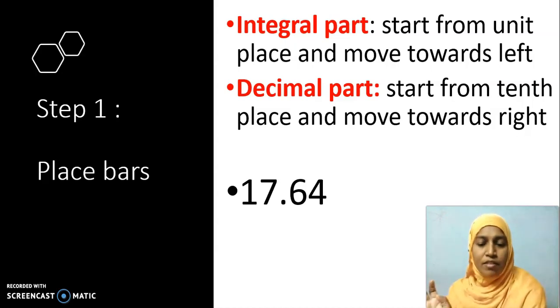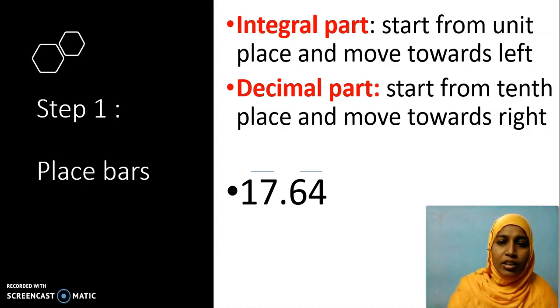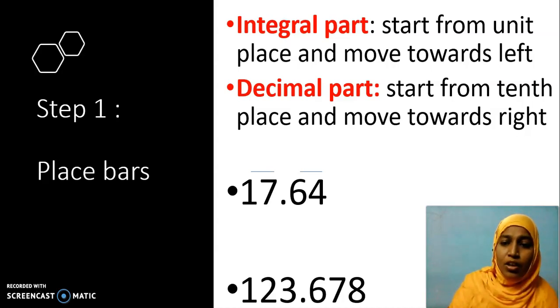The same example, 17.64. Here we have only 2 digits in the whole part and 2 digits in the decimal part. So it is split separately. Whole parts should be given bars separately and decimal parts should also be given bars separately. You should not combine both these things. Both are two different parts. Okay, children? And 64 gets another bar. If I have 3 digits in the whole part, how will I place the bars? Come on.